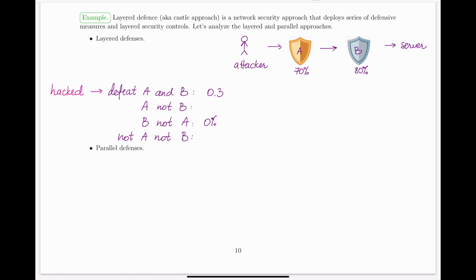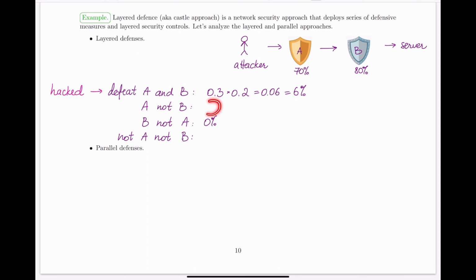Now, the attacker must defeat them one after another. So my multiplication principle is at work here, and I'm going to multiply my two probabilities together, which will result in 0.06, which corresponds to 6%. So 6% of the time, this layered approach will be broken and the server will in fact be attacked.